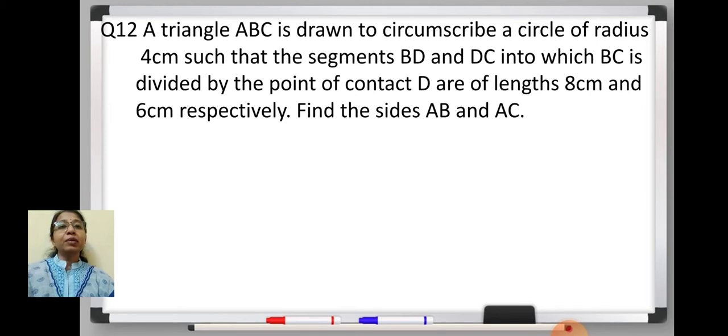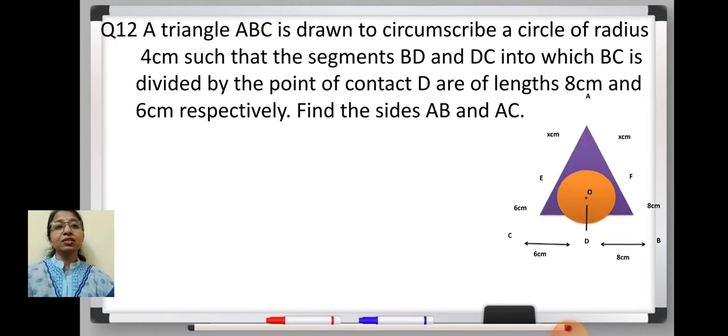A triangle ABC is drawn to circumscribe a circle of radius 4 cm such that the segments BD and DC, into which BC is divided by the point of contact D, are of lengths 8 cm and 6 cm respectively. Find the sides AB and AC. So let me draw the diagram so you will understand the meaning of this question very easily. So here is the diagram.